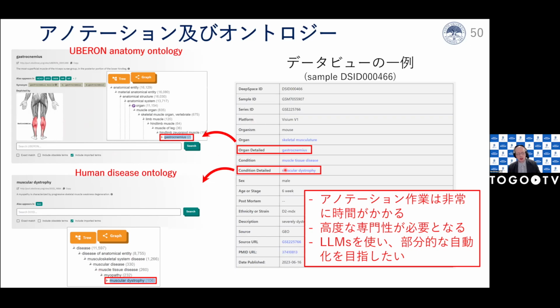And the same thing for muscular dystrophy. Is it in this human disease ontology? Yes. So we link this one to that term in that ontology. So I think it's nice, but of course it's very time consuming. And of course we are not specialists. I don't know about this muscle tissue at all. So in the future, we hope to use LLMs to partly automate this step, actually. It's one of the things we want to do in the future.